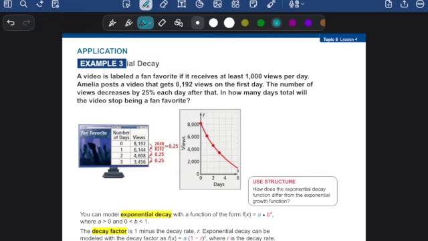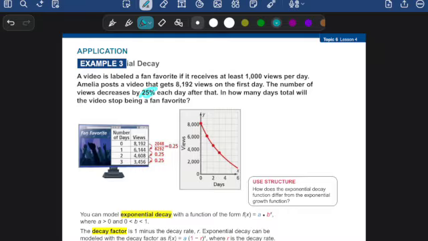Example 3, another application, but now we're going to look at exponential decay, similar to the car's value depreciating. A video is labeled a fan favorite if it receives at least 1,000 views per day. Amelia posts a video that gets 8,192 views on the first day. The number of views decreases, so now we're decreasing by the same percentage every time. It decreases by 25% each day after that. In how many days will the video stop being a fan favorite, or get below 1,000?